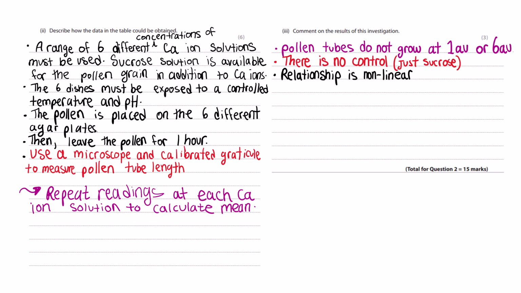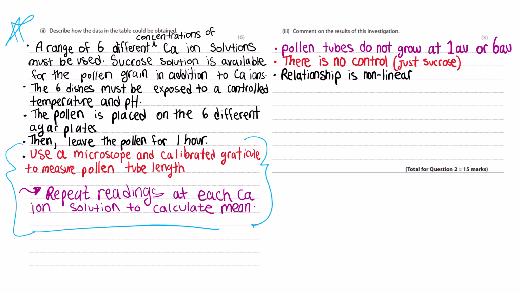Then we're going to use a microscope with a calibrated graticule to measure the pollen tube length. Okay, then we're going to repeat the readings at each calcium ion solution to calculate the mean. Okay, the following points over here must be remembered. These are pretty standard steps, and this is a very easy experiment that must be remembered. So the way I memorized it was I wrote it down on a piece of A4 paper and I drew the steps along with bullet points, and then I just kept reading it until I memorized it.